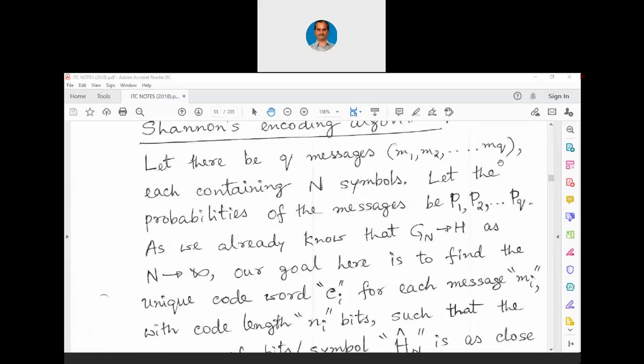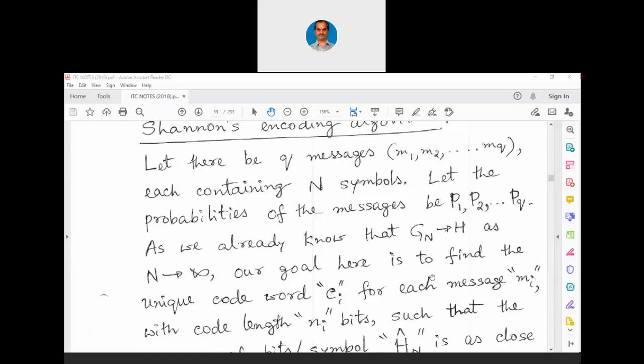See, we have these many messages. Let us say M1, M2, M3 like that up to Q messages. For each message, we should assign a unique code word. That unique code word is Ci and it should have a code length Ni. Now the code length can vary from message to message because we are basically going for variable length codes. The messages which are more probable will have fewer bits. The messages which are less probable will have more bits. That is how we are going to conserve the number of bits per second or the information rate.